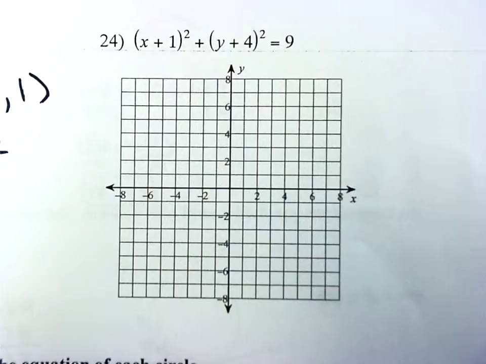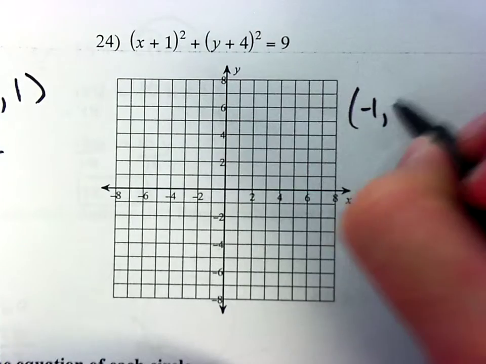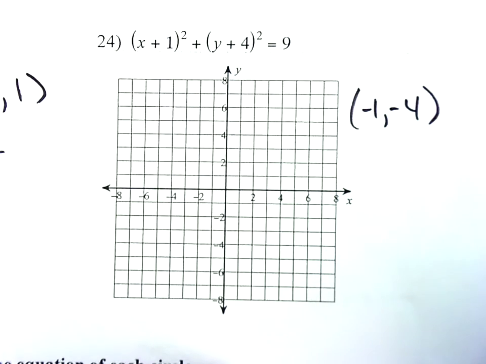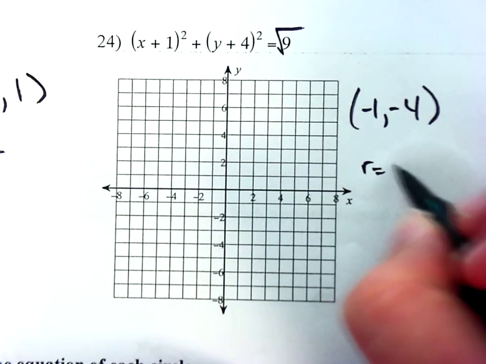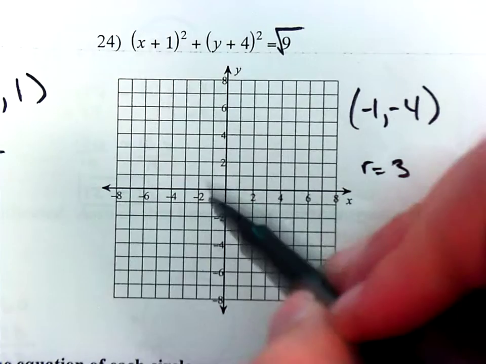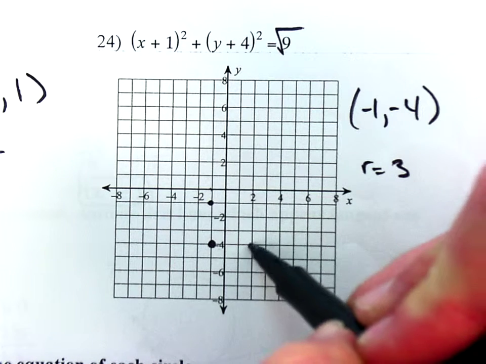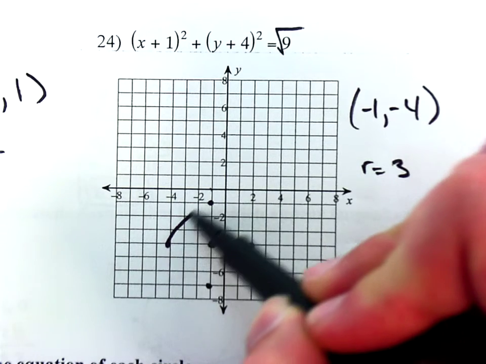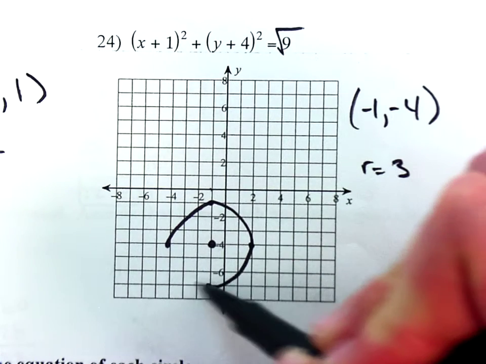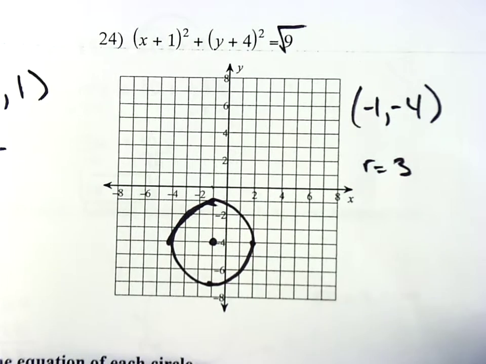Okay, over on 24, we have x plus 1, so we know that h is going to be -1. And y plus 4, so k is -4. And r is just the square root of 9, which is 3. So we're going -1, then we're going down 4. And then to graph it, we just go 3 in every direction. And there's our circle. Something like that.